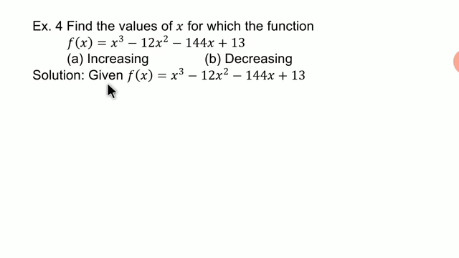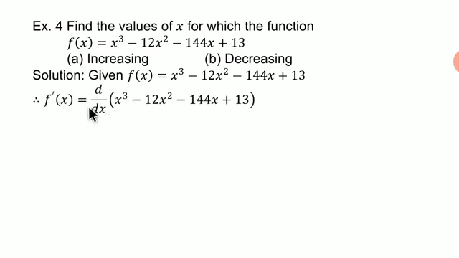So in the solution, given f of x is equal to x cube minus 12x square minus 144x plus 13. So differentiate with respect to x, we get f dash of x is equal to d by dx of x cube minus 12x square minus 144x plus 13. It is equal to 3x square minus 24x minus 144. Now taking here 3 as a common factor, we remain with x square minus 8x minus 48.